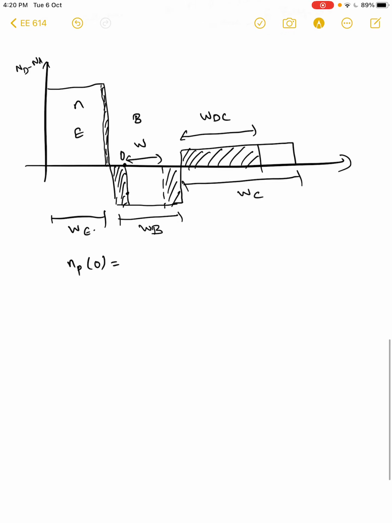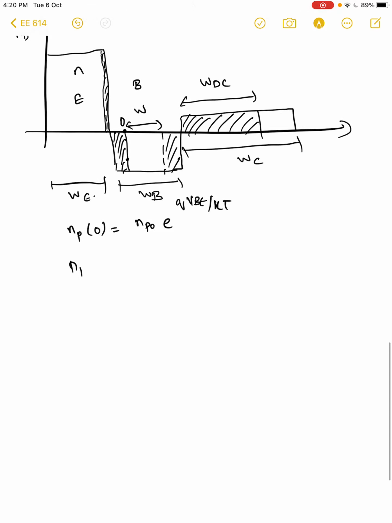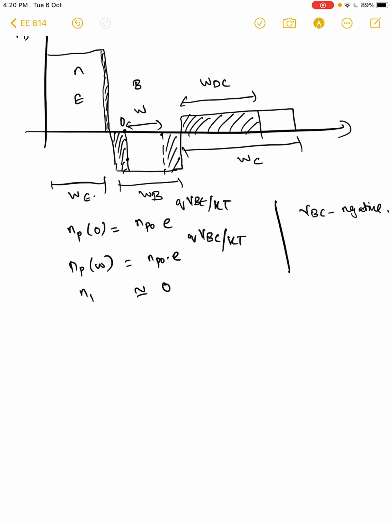NP of 0 is basically NP naught e power QVBE by KT, right? And we also know NP of W, the edge of this width, the depletion width on this side, is similarly NP naught e power QVBC by KT. Remember, under normal operating conditions, VBC is negative, and under normal operating conditions you have much less injection here. So because VBC is negative and large, this is approximately equal to 0.